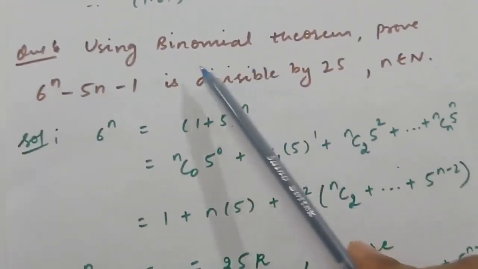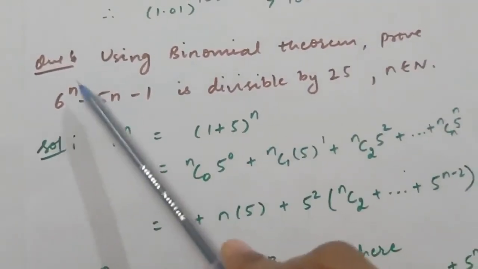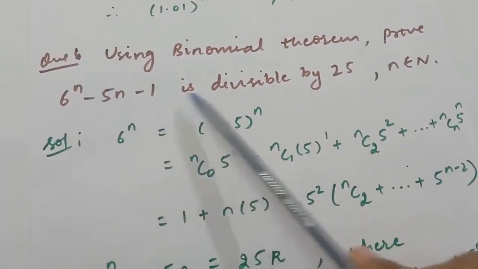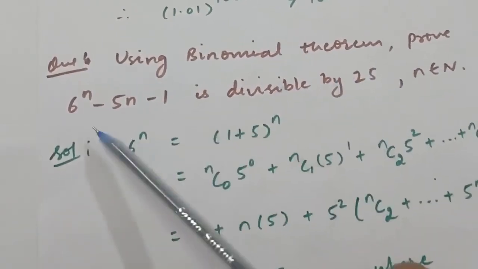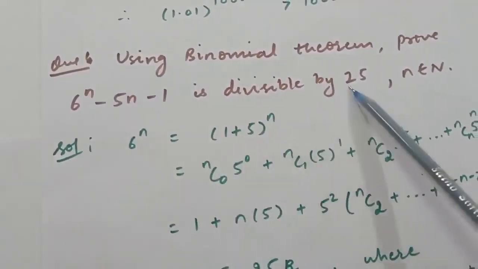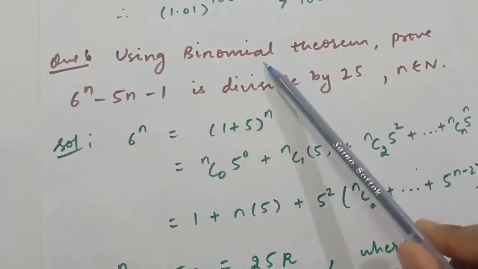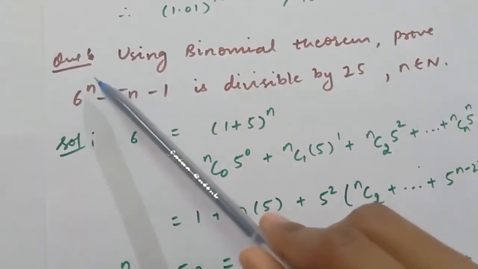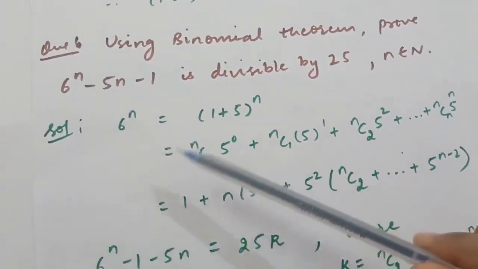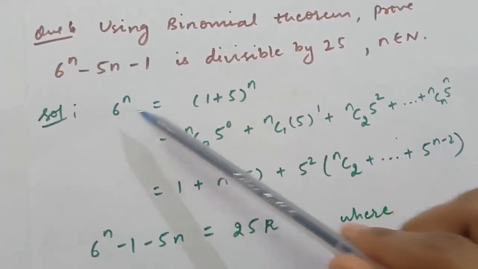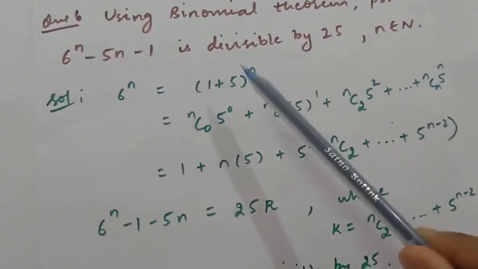Now sometimes questions like this can also come: using the binomial theorem, prove that 6 raised to the power n minus 5n minus 1 is divisible by 25, where n belongs to natural numbers. See, in this we can also do it by PMI, right? But now here we have to use the binomial theorem. So 6 raised to the power n we can expand using the binomial theorem. For expansion, write this 6 as 1 plus 5. So 6 raised to the power n will be 1 plus 5 whole raised to the power n.